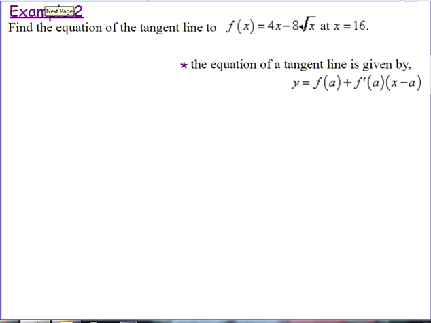This time I'm going to throw a little radical at you. So it says, find the equation of the tangent line to f of x equals 4x minus 8 square root of x at x equals 16. Okay? So remember that rule I gave you. The equation of the tangent line is y equals f of a plus f prime of a times x minus a. So what's my a in this case?